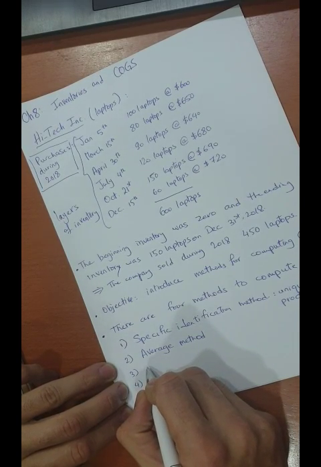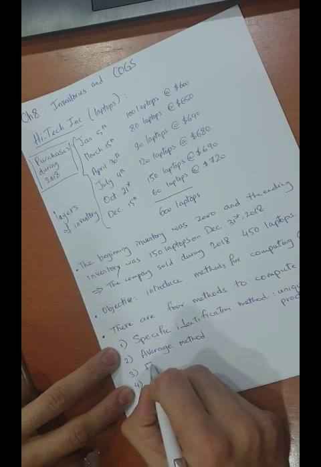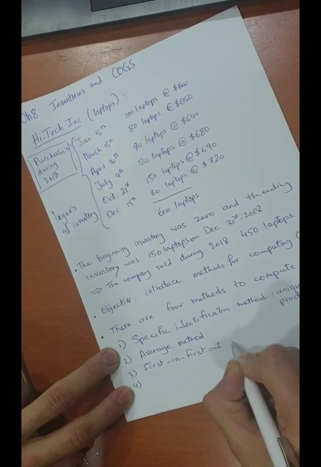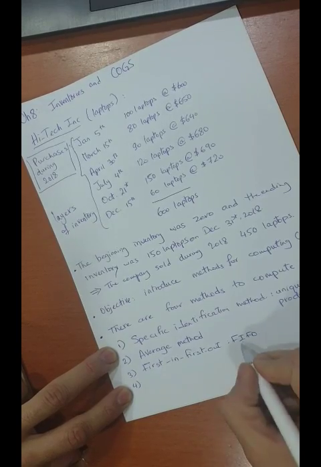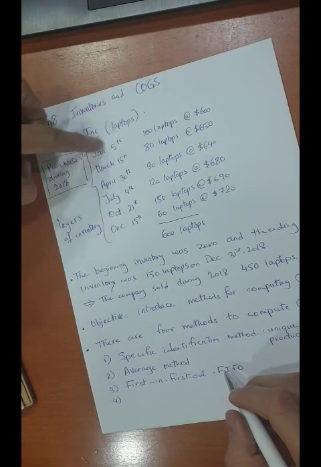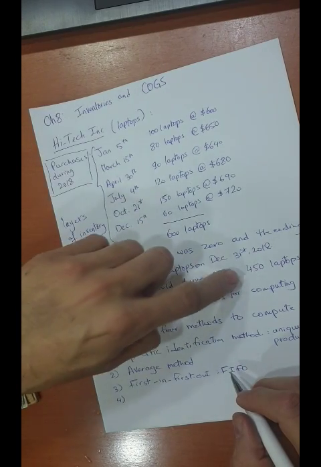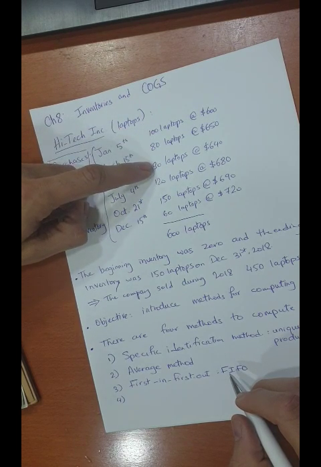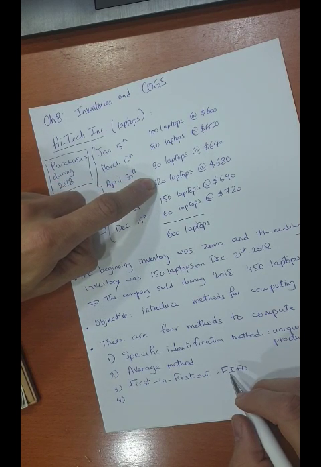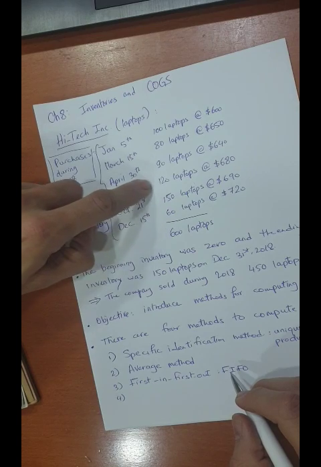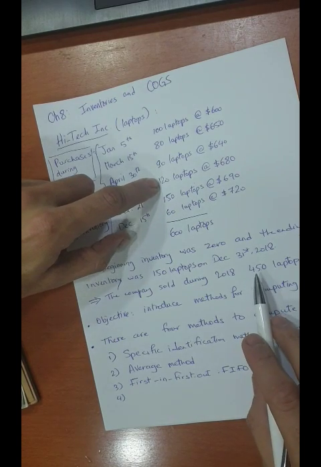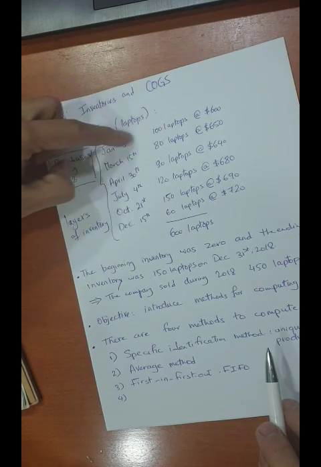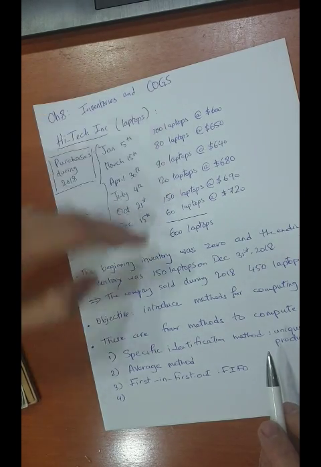The other one is called the first in, first out, or what we know as FIFO. And it simply says that the first item that came in is the first item that is sold. So when selling these 450 items, you will start counting from here. So 100, 180, 270, 390, and so we've reached 390 over here, so we still have 60 to reach the 450. We'll take the 60 from this layer. So we start from the beginning. The first in that came into the warehouse is the first item that you start selling from.